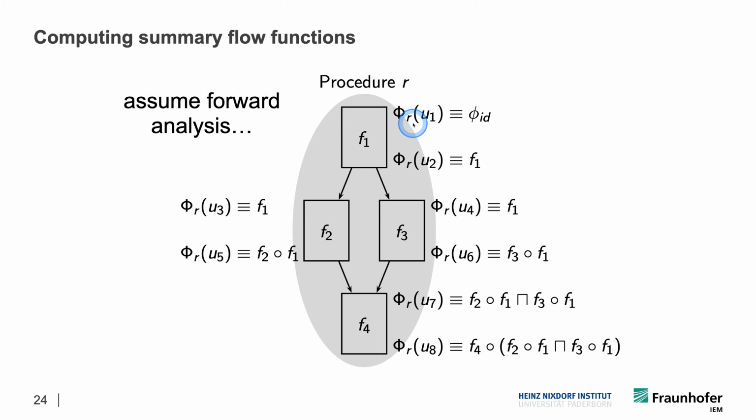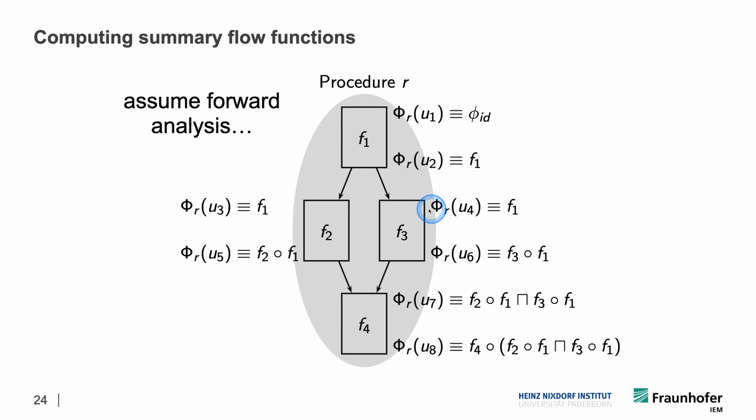And then we are extending this particular summary function that we already have to include a summary also of this first node, or you could also say this first flow function that we have here. And well, this is simply identity composed with this flow function, which is again the flow function itself. So here we simply use F1. And this is then also propagated to here and to there, because here, there are no effects.